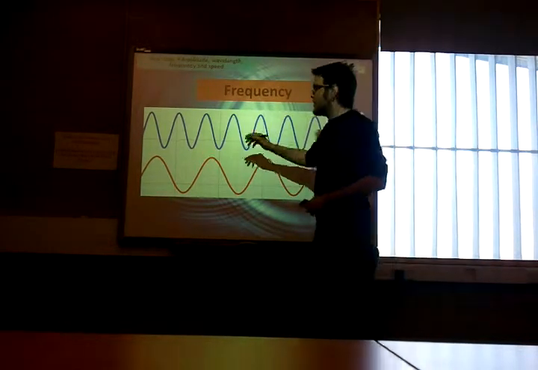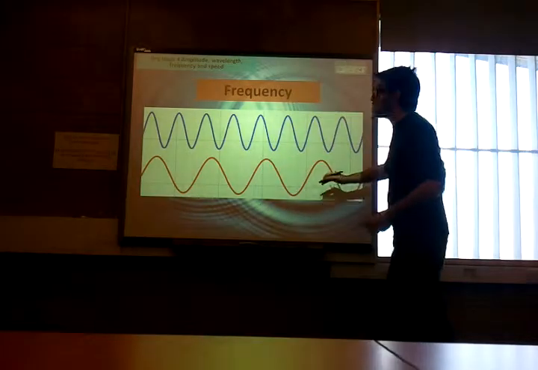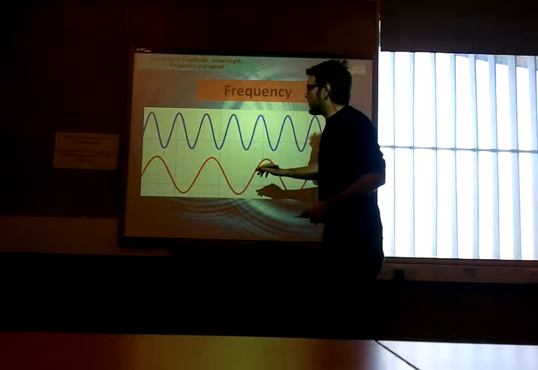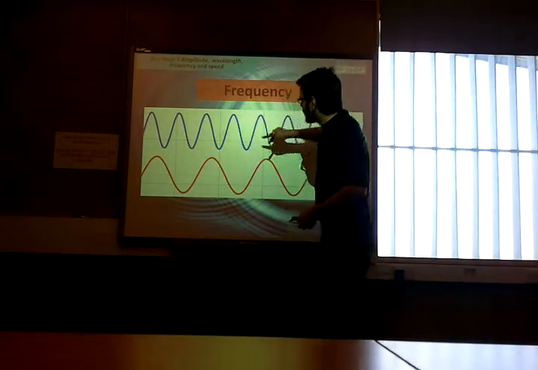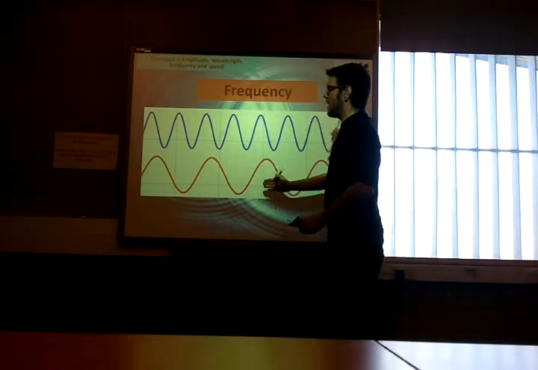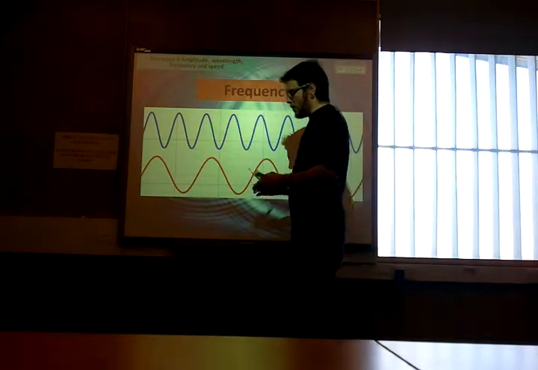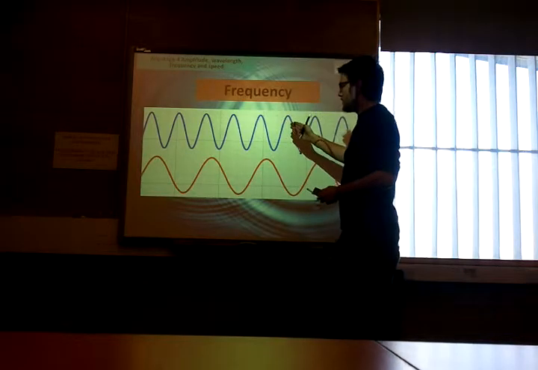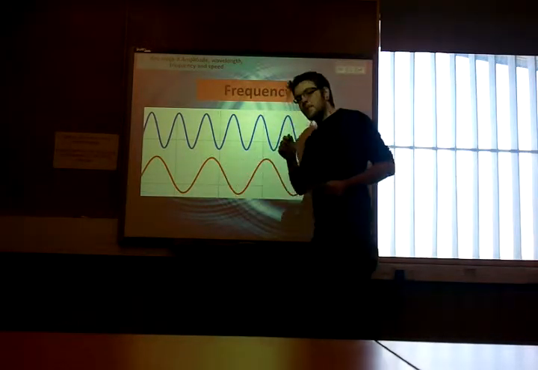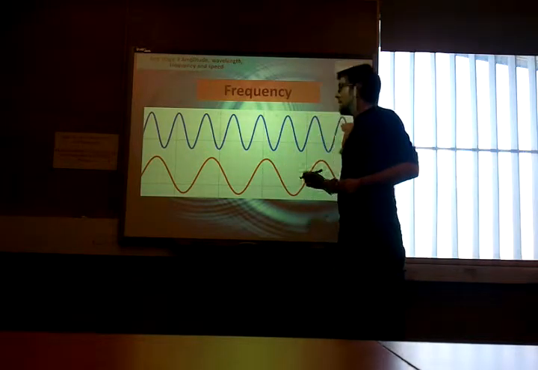So if the frequency increases, as you can see here are two different types of frequency. Our top one has got a higher frequency than our bottom one because there are more complete waves passing in one section than there is in the bottom section. So as frequency increases, our wavelength decreases, but the amplitude doesn't necessarily change.